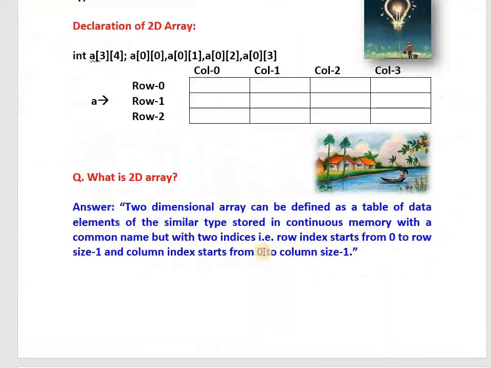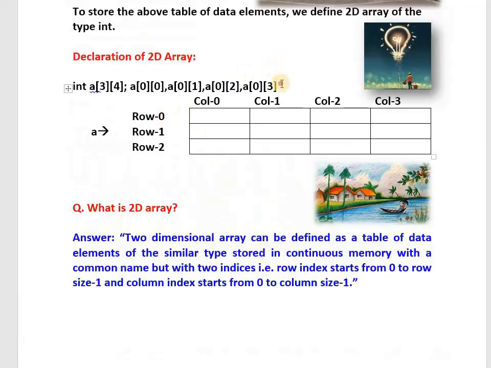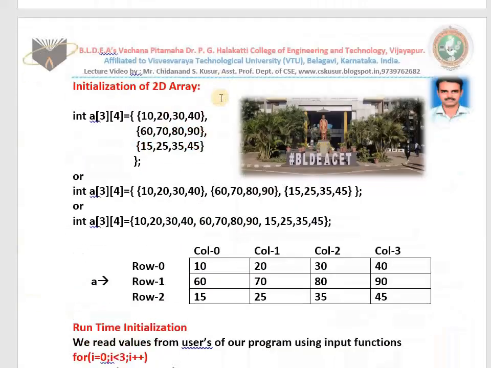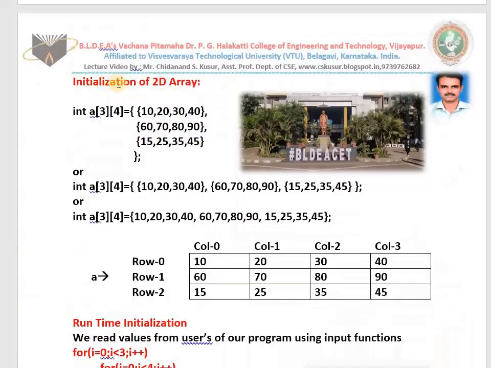See here, I allocated the memory here, int A[3][4]. I have defined the array. I have declared the array. Memory is allocated, but values are not stored. And how to store the values? We use initialization. As we know already, initialization means assigning the initial values.